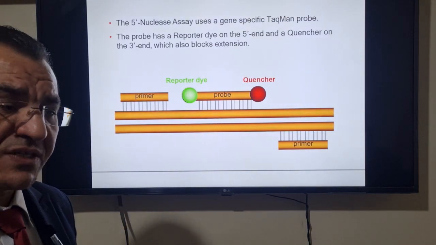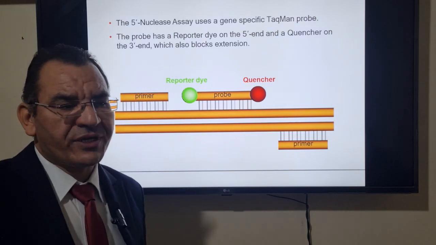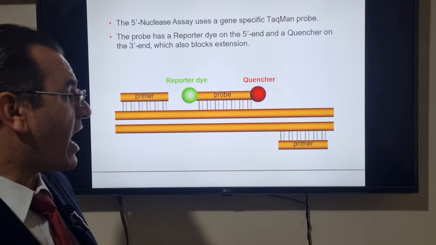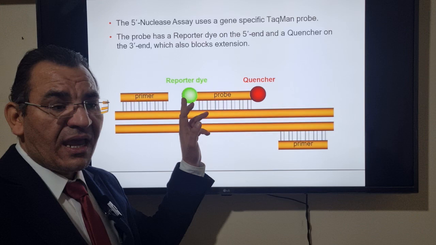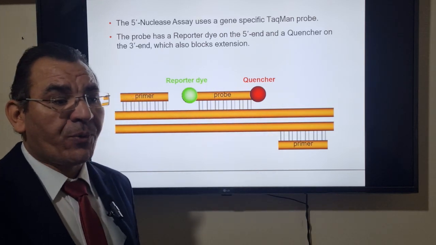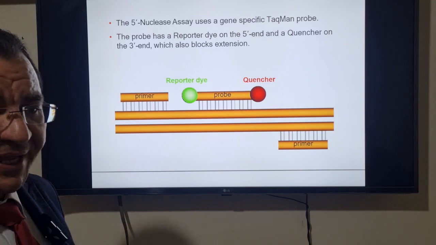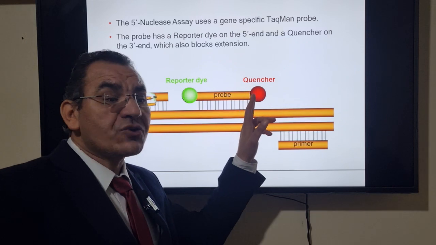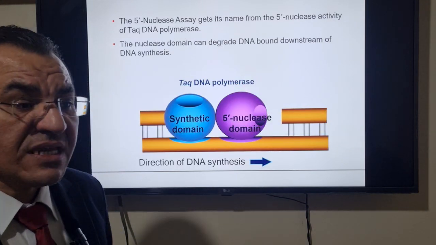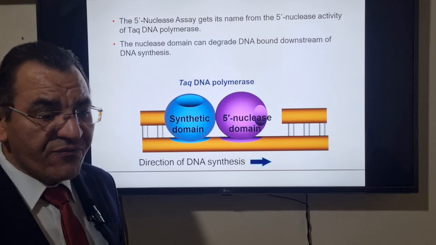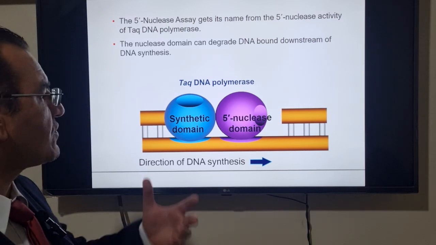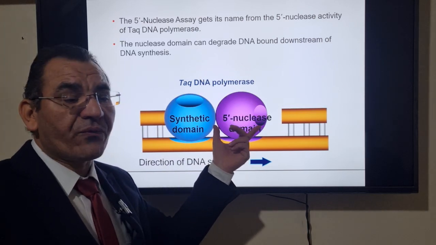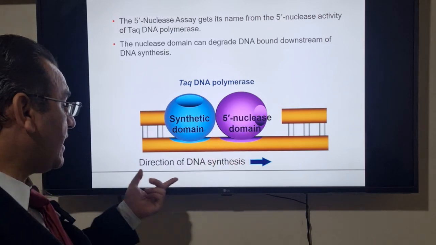The other technology depends on the 5' nuclease assay, which uses a gene-specific TaqMan probe. The probe has a reporter dye and a quencher: the reporter on the 5' end and a quencher on the 3' end, which also blocks extension. The 5' nuclease assay gets its name from the 5' nuclease activity of the Taq DNA polymerase enzyme. The nuclease domain can degrade DNA bound downstream of DNA synthesis.